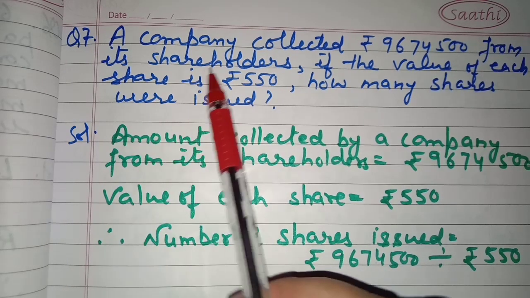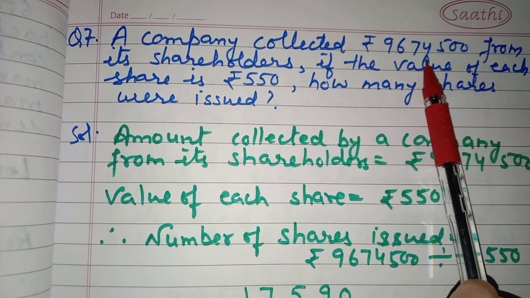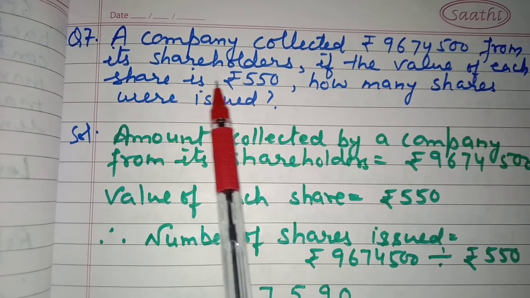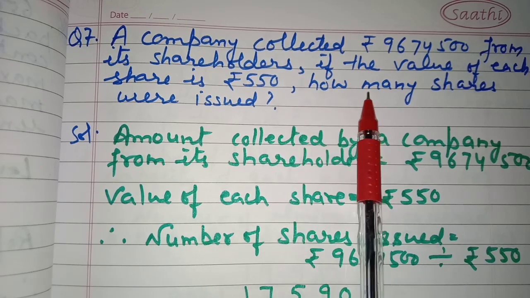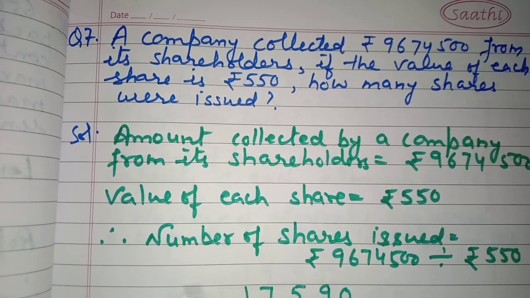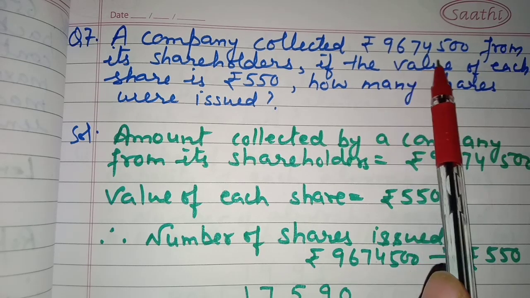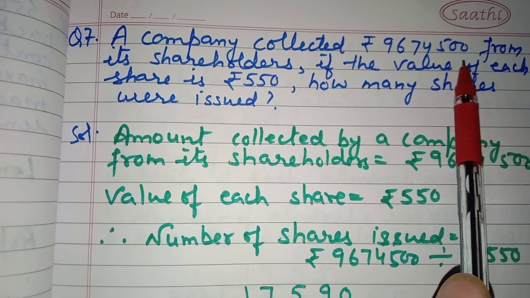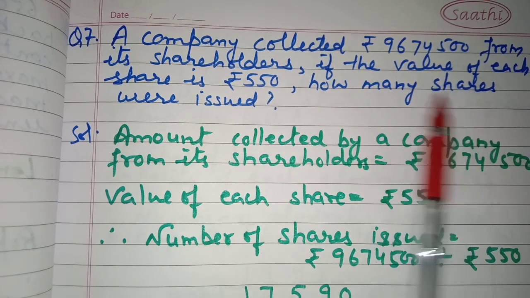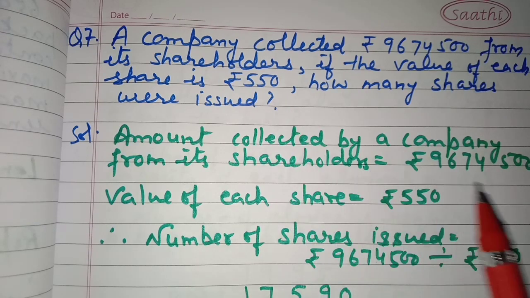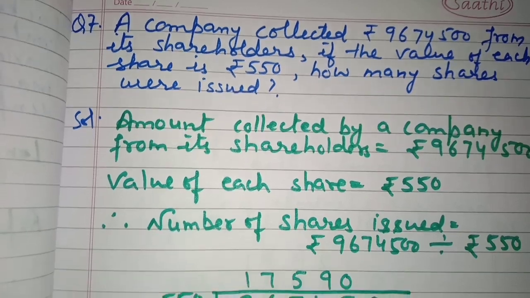Question number 7. A company collected rupees 96,74,500 from its shareholders. If the value of each share is rupees 550, how many shares were issued? So how much money a company collected from the shareholders? Rupees 96,74,500. And what is the value of one share? Rupees 550. How many shares were issued? So how many shares the company issued to the shareholders, that we need to find.